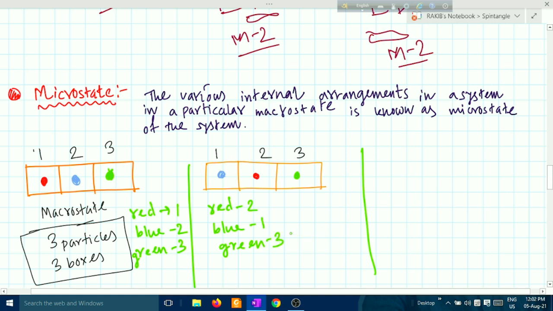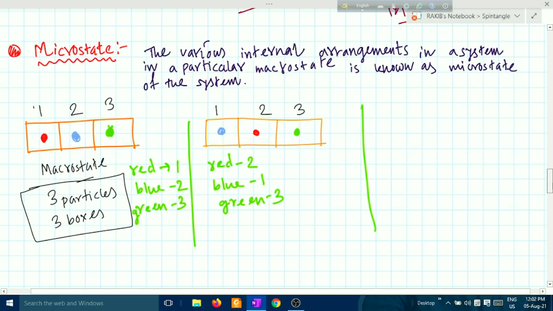You can see from this figure that the macrostate does not change here. The macrostate does not change here, but the arrangement of microstates changes here. These are the arrangements of microstates. From the definition, you can see that these are the various internal arrangements.